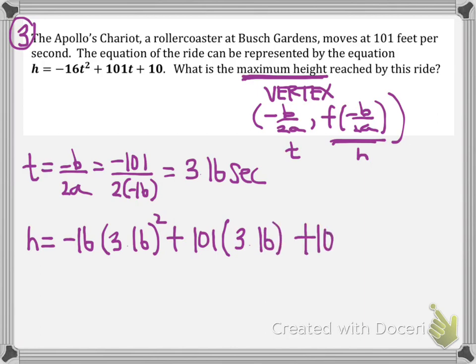Put that in your calculator. Order of operations, I'm going to square first and then multiply by the negative 16. Multiply there. So your height here is going to be 169.39, and it's in feet.